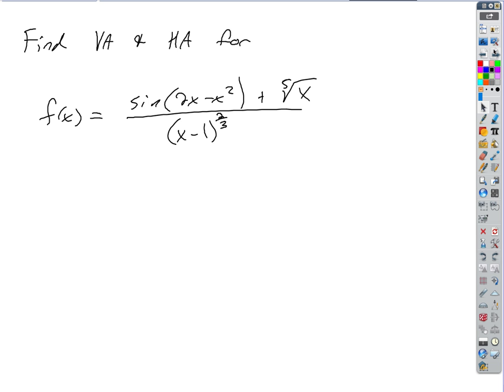Okay, last one. Find vertical asymptotes and horizontal asymptotes for this. So everybody take a look at this. This one's kind of tricky. I'm going to throw some stuff at you like this. It's not hard. You don't have to do anything, but you got to be able to interpret what's going on. So horizontal asymptotes and vertical asymptotes. Okay?